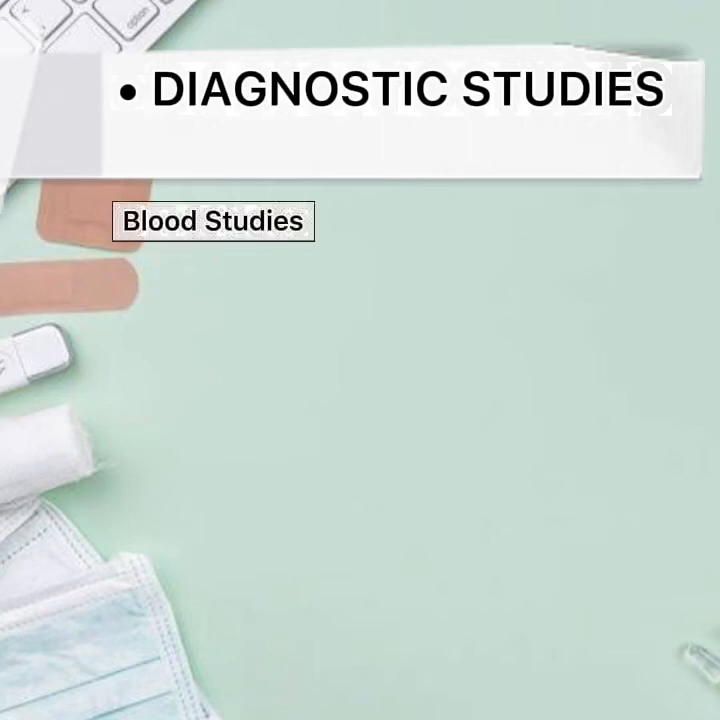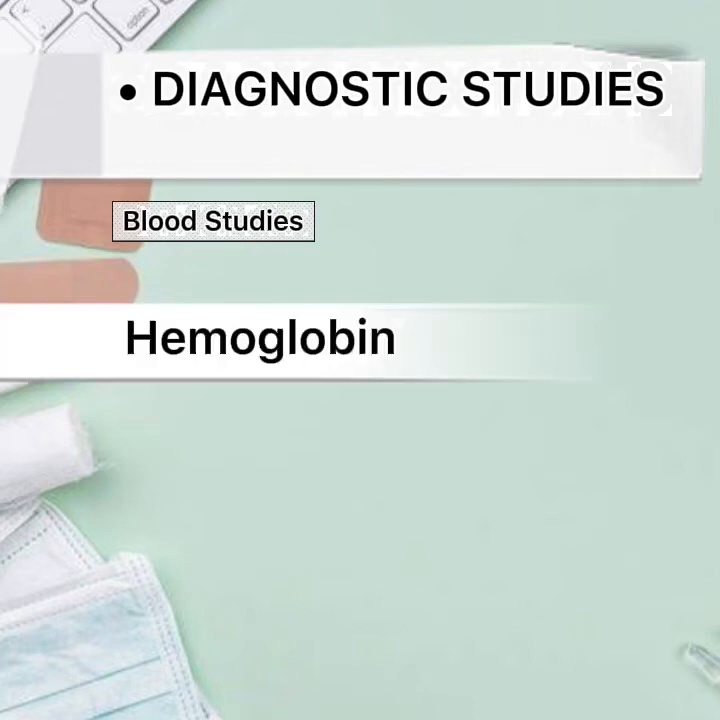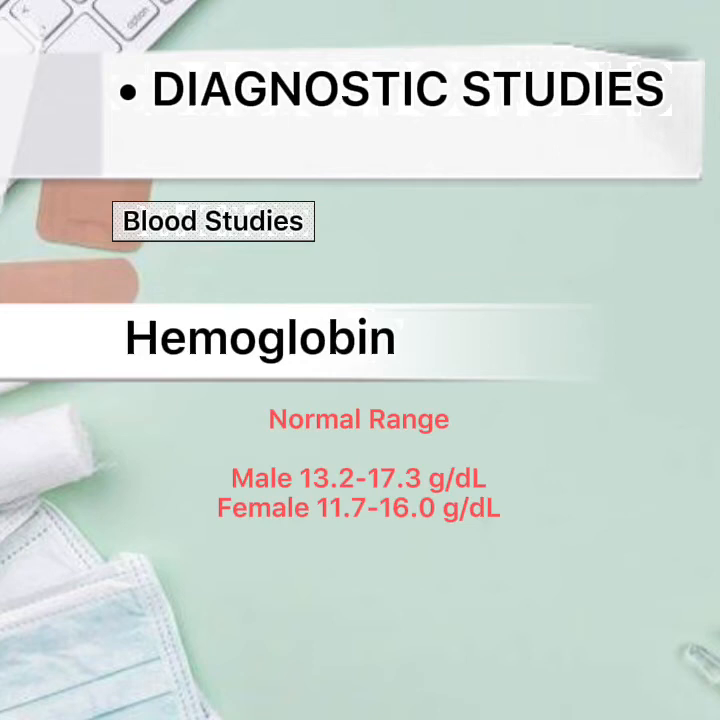First, we have your blood studies. Under your blood studies, we have your hemoglobin. This is the test that reflects the amount of hemoglobin available for combination. We use venous blood. So, for male patients, the normal range of your hemoglobin should be 13.2 to 17.3 grams per deciliter. For females, however, we have 11.7 to 16 grams per deciliter.